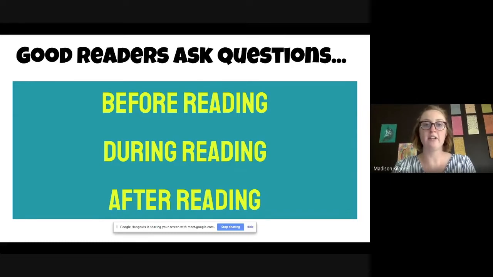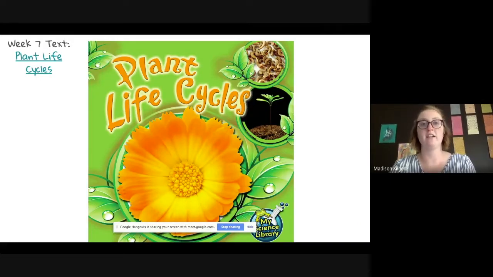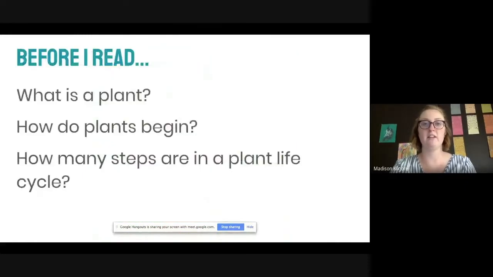So before reading, yesterday we looked at the cover and the title to start thinking about questions before reading. Today we can use what we read about yesterday to help us ask questions. So these were our original questions by looking at the cover and the title. What is a plant? How do plants begin? How many steps are in a plant life cycle?